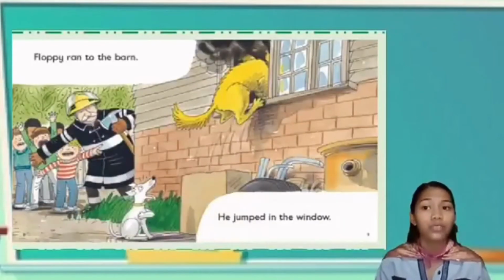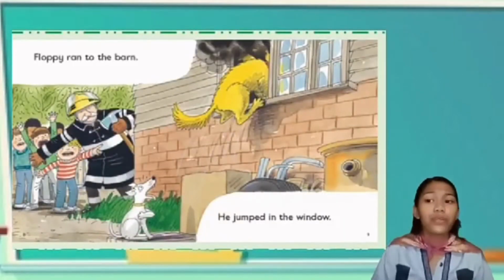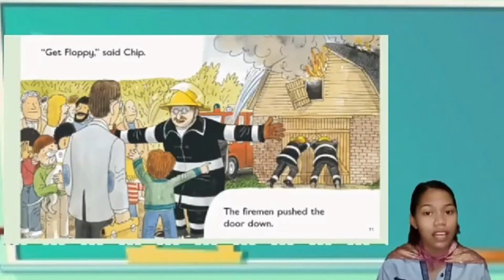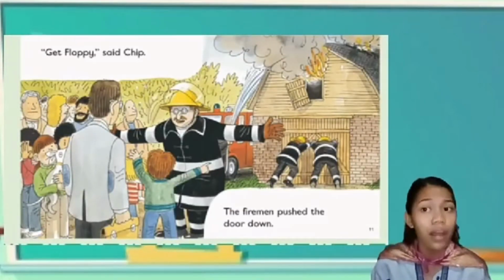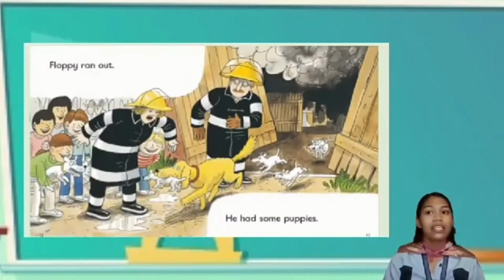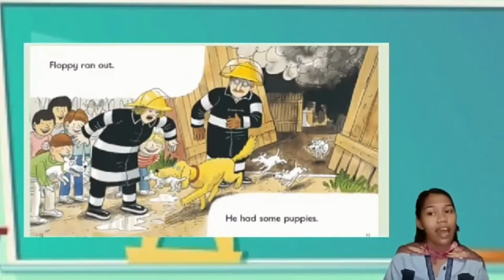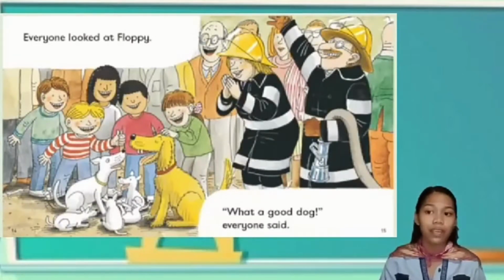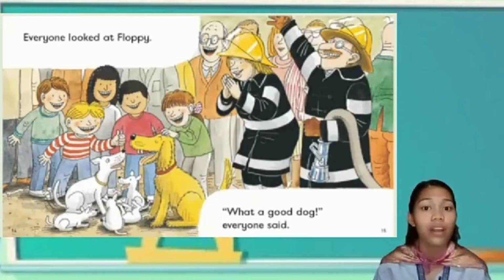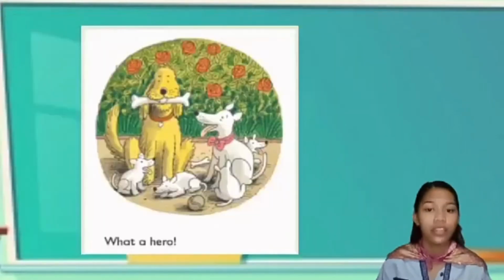Fluffy ran to the barn. He jumped in the window. Get Fluffy, get Fluffy, said Chip. The fireman pushed the door down. Fluffy ran out. He had some puppies. Everyone looked at Fluffy. What a good dog. Everyone said, what a hero.